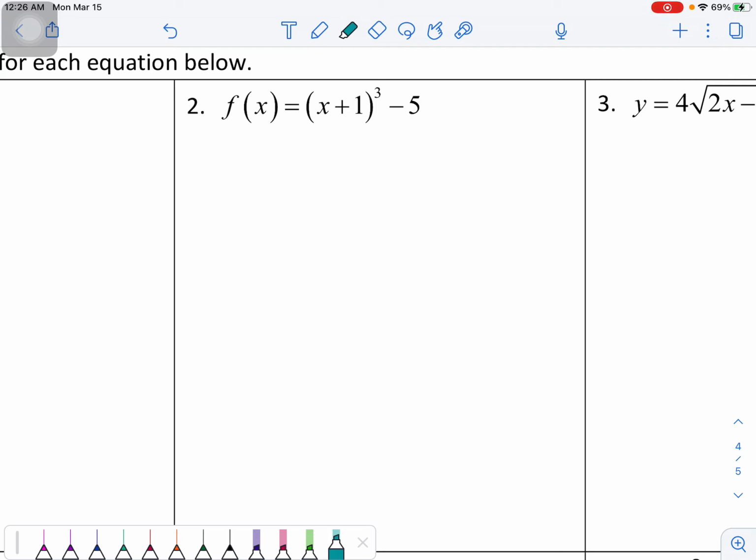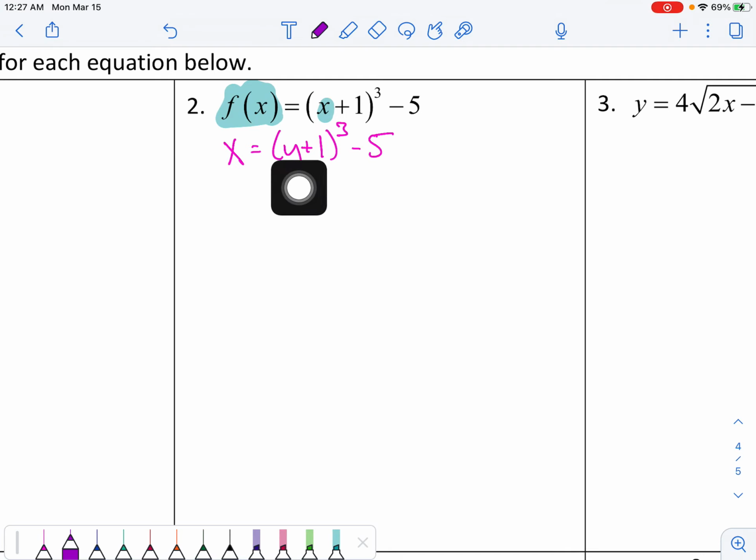Now, you might look at this and say, well, there is no y term. Remember, f of x is basically y, and we've got the x sitting right there. So I'm going to flip-flop those, but instead of using f of x, I am going to just use the variable y. So x equals y plus 1 cubed minus 5. All right. Now, if you're looking at this going, I'm just not sure what we have to get rid of first.